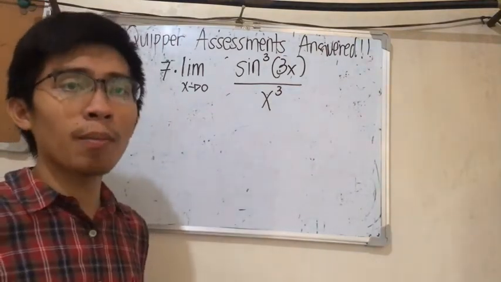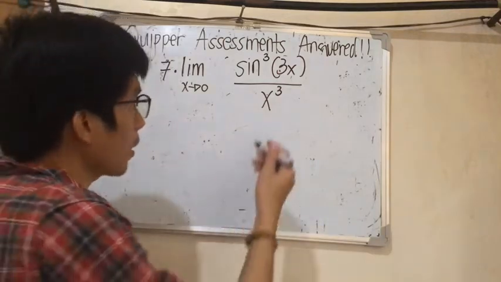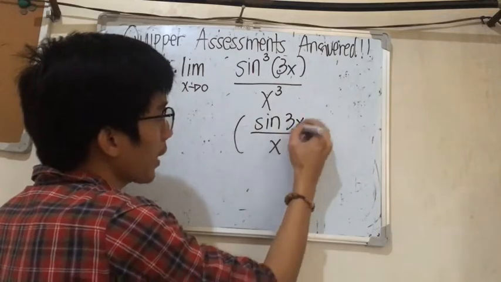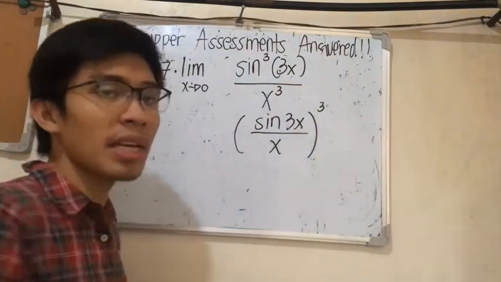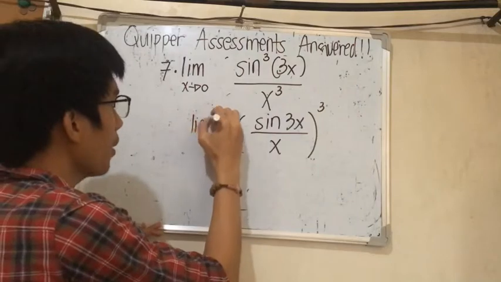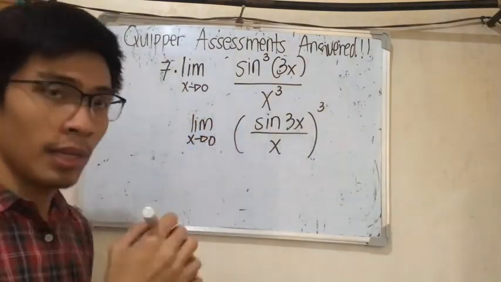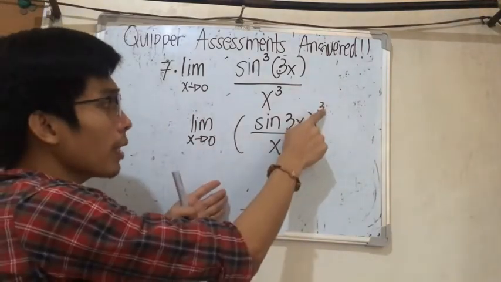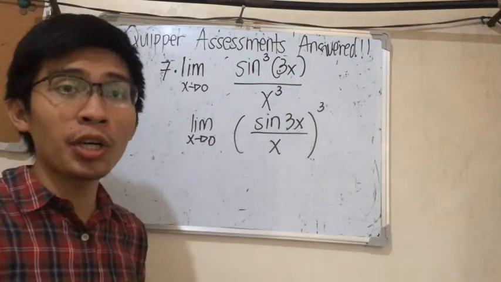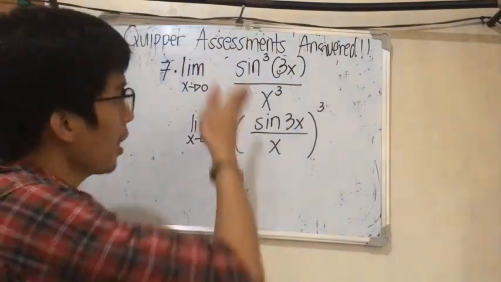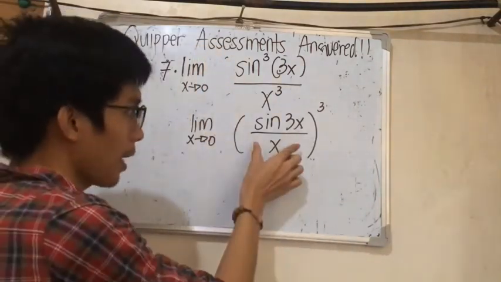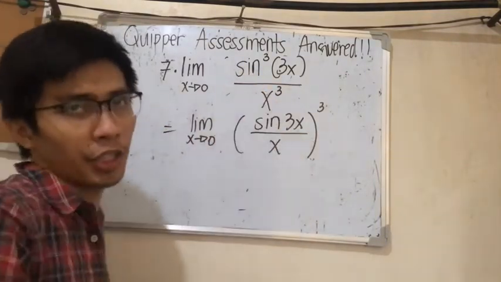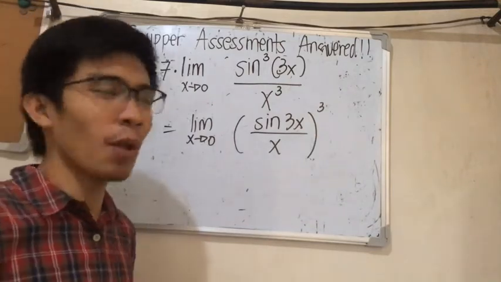So since they are both perfect cubes, we are able to write it this way. That is, the limit of sine 3x all over x, raised to the power of 3, as x approaches 0. Are these two equal? Yes. Because once we encounter this one, we distribute the power to both numerator and denominator. Meaning, they are equal. And now, after we converted this version into this version, let's try to find the best way to solve this one.